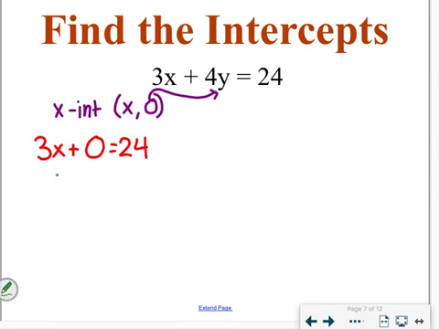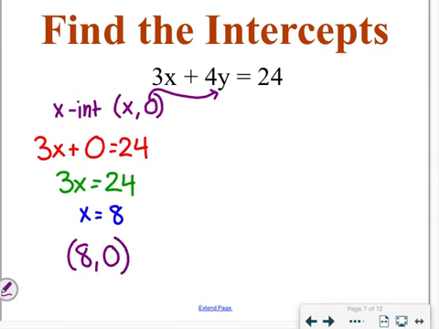Adding 0 to anything doesn't really change it, so I have 3x is equal to 24, meaning that my x-intercept is 8. In order to properly write this out, you need to write it as an ordered pair. So the answer for the x-intercept is 8, 0.